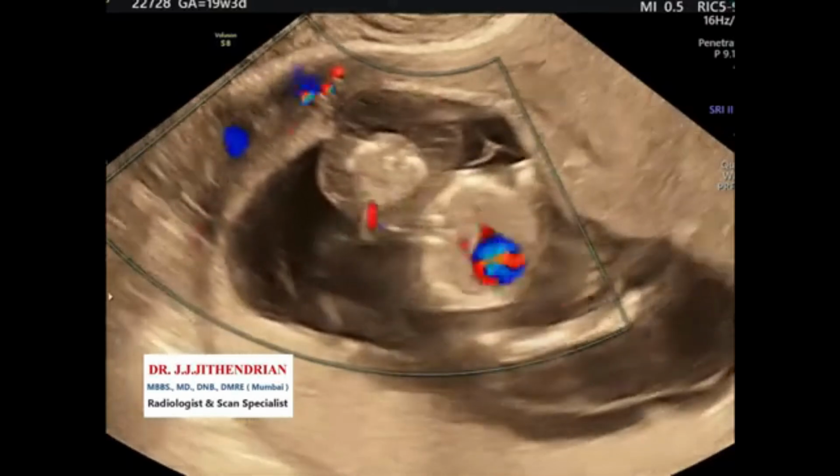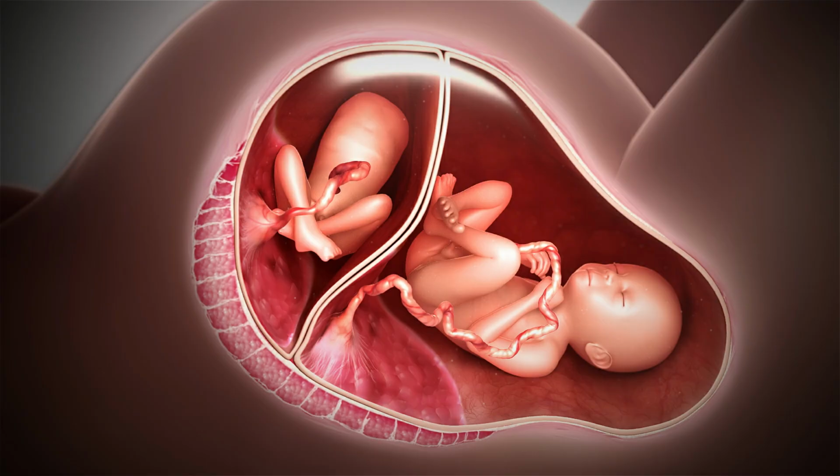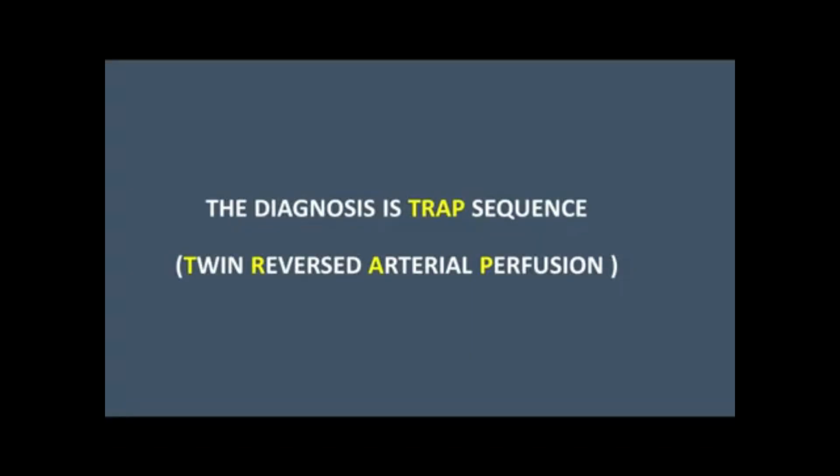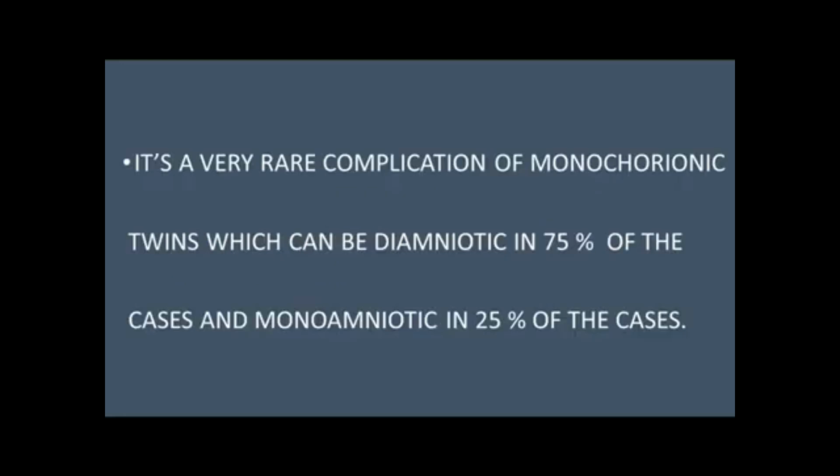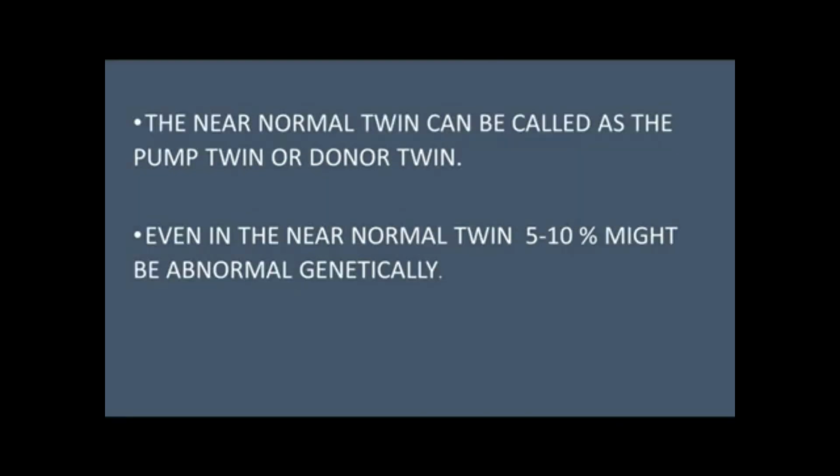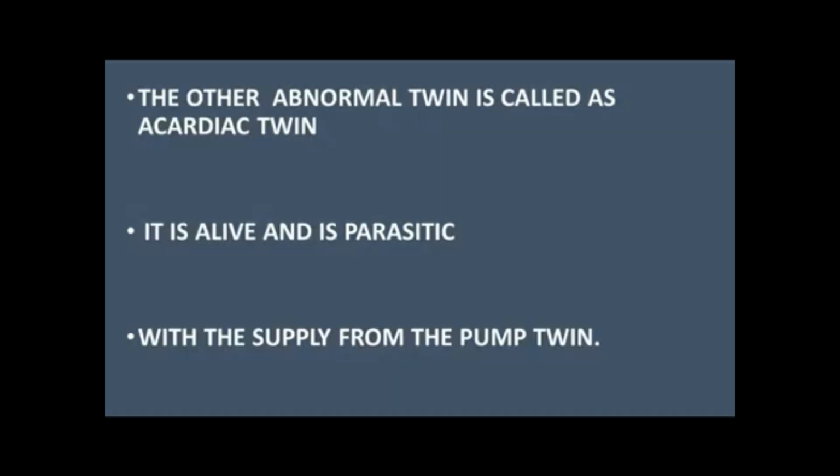The diagnosis is TRAP sequence, which means twin reversed arterial perfusion sequence. It's a very rare complication of monochorionic twins, which can be diamniotic in 75% of the cases and monoamniotic in 25% of the cases. The near normal twin can be called the pump twin or donor twin. Even in the near normal twin, 5 to 10% might be abnormal genetically. The other abnormal twin is called the acardiac twin, and it is alive and parasitic, with a supply from the pump twin.